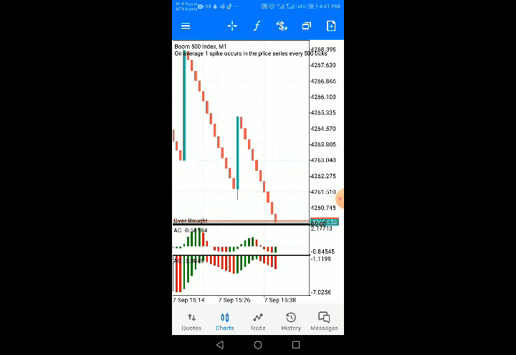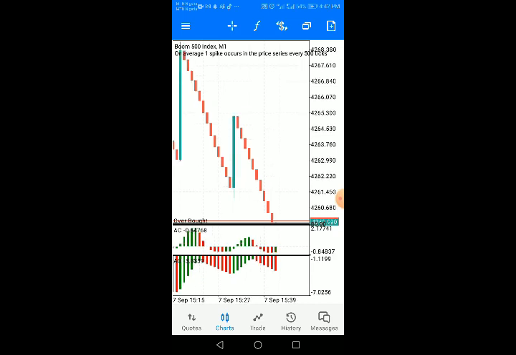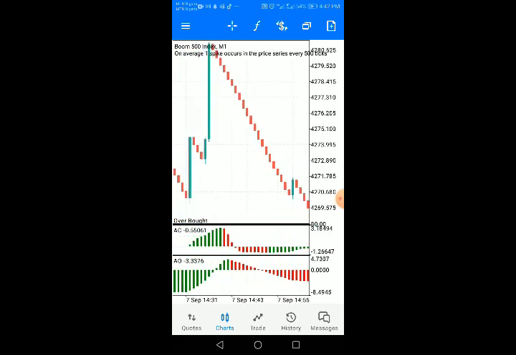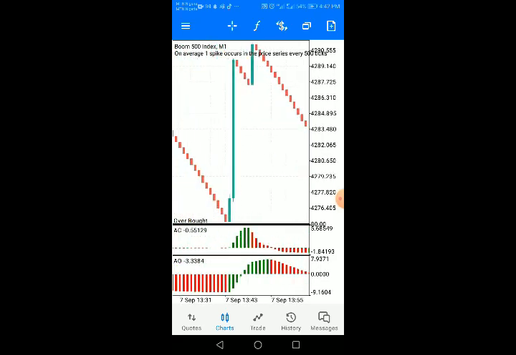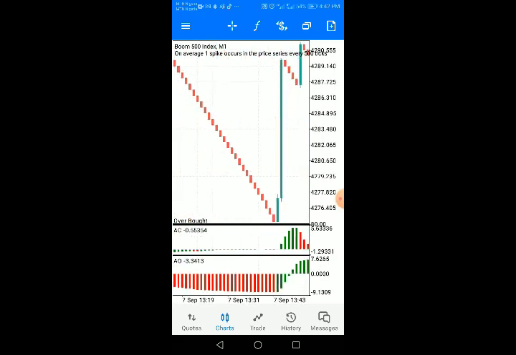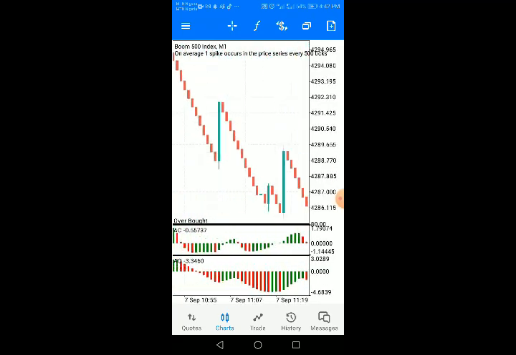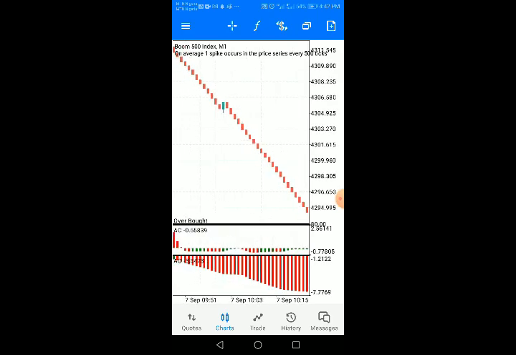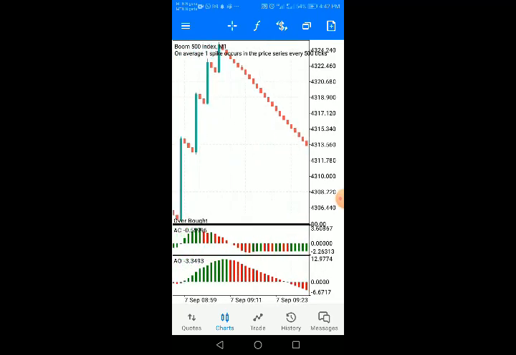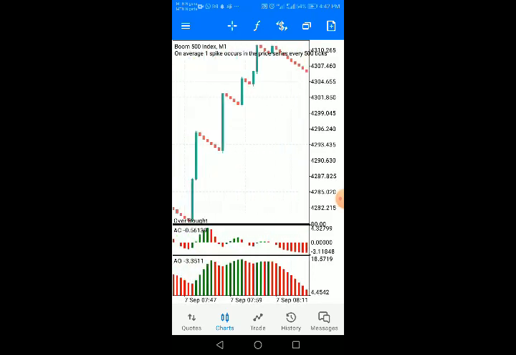I have come with another powerful and very profitable trading strategy. This trading strategy is all about scalping Boom and Crash. How to scalp Boom and Crash successfully, profitably every 1 minute. This strategy will show you how to scalp Boom and Crash within 1 minute. Every 1 minute you pick one and you get out of the market.